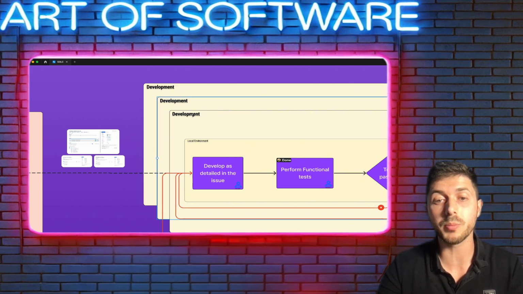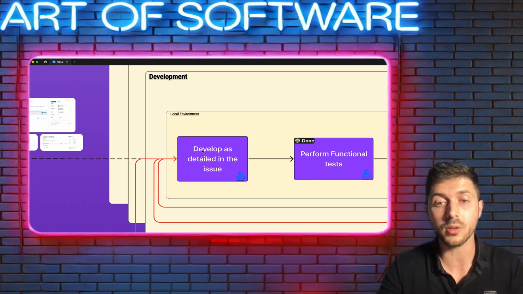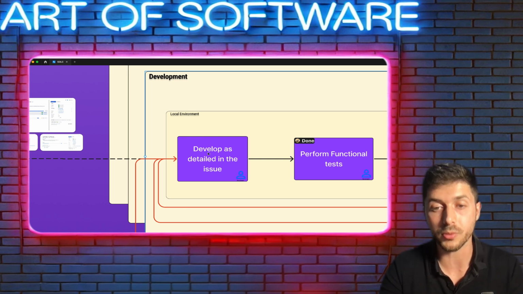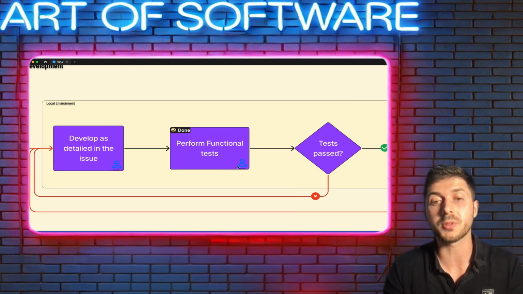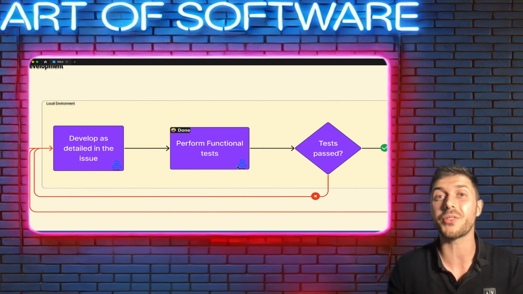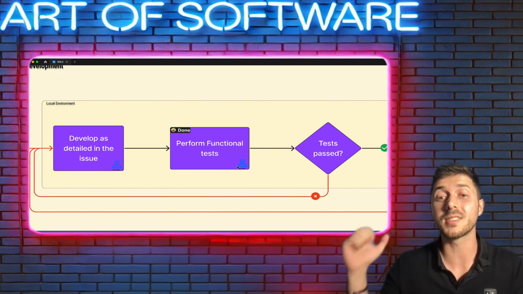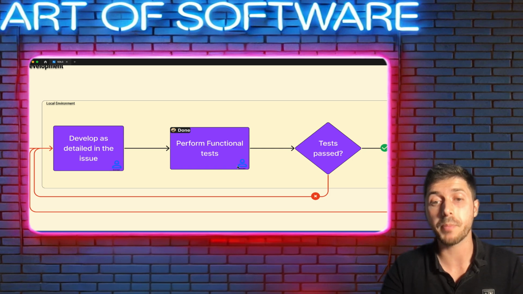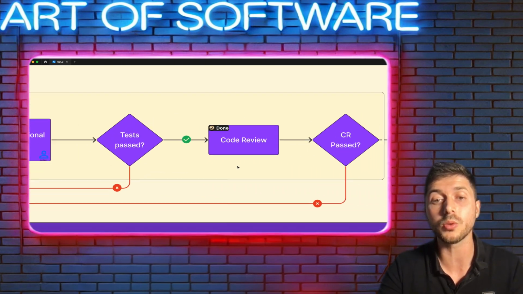Alright, so each task will be handled simultaneously, and in each one of them we will develop as detailed in the issue. Of course, the developer handles this mission. Then the developer performs functional tests, the tests that we define in the test review, right? So this is the functional test part. If we pass the functional test part, we can continue to the code review.